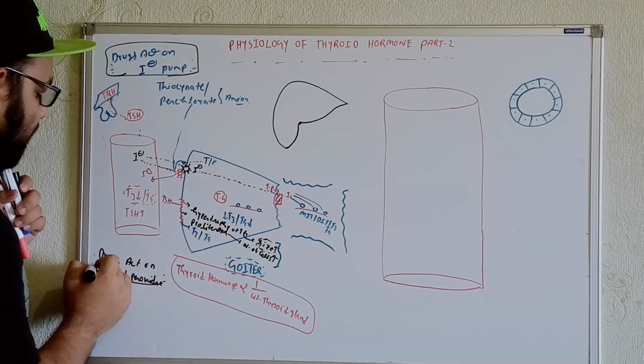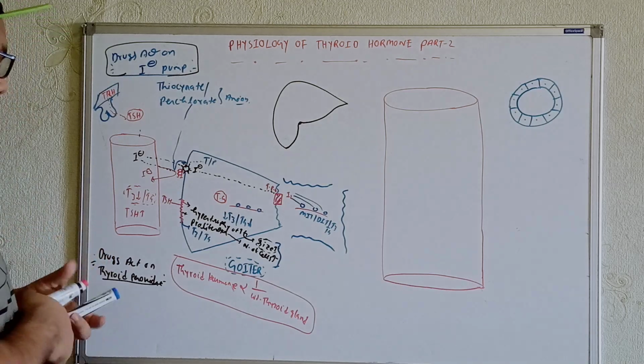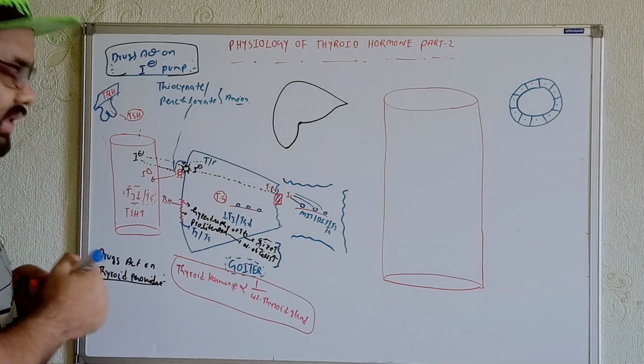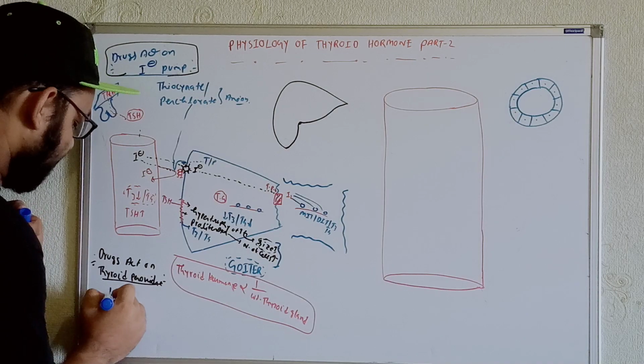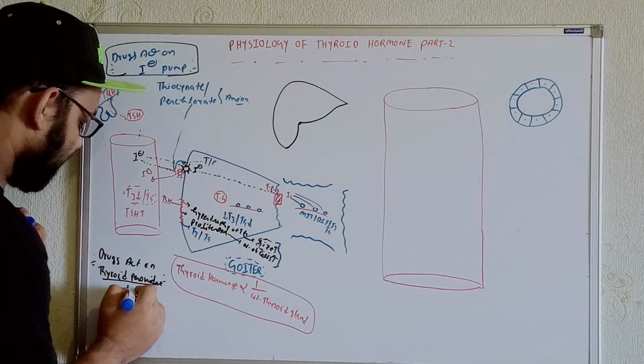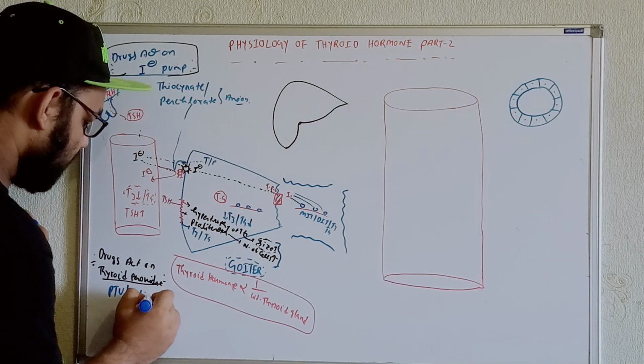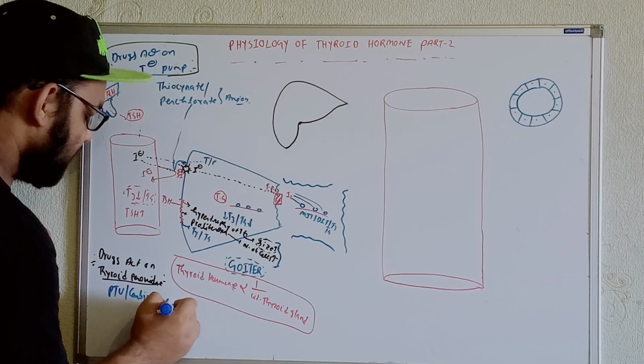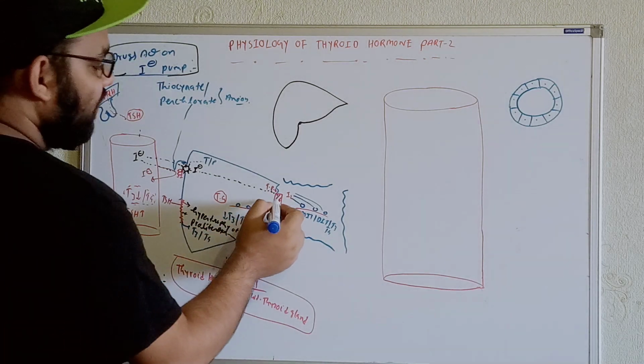What type of drugs will we get over here? We'll get thiouracil, propylthiouracil, and carbimazole. What are their functions? They will come over here and inhibit this enzyme.